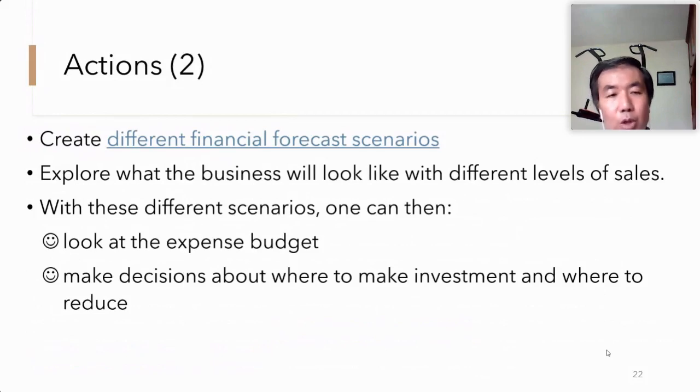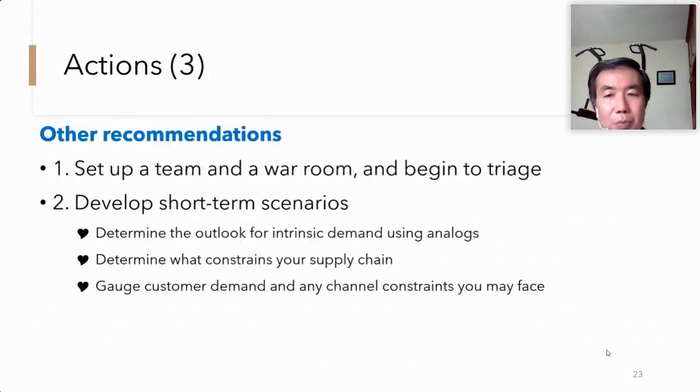As I mentioned earlier, we will attempt to create different forecast scenarios, and that would mean looking at different levels of sales. With the different levels of sales, you can then review your expense budget and decide what you need to spend on and what needs to be reduced. That is why one of the immediate topics we'll look at in iLearning Future training would be cash flow planning. It's the immediate one, because in the short term it will be more about survival.